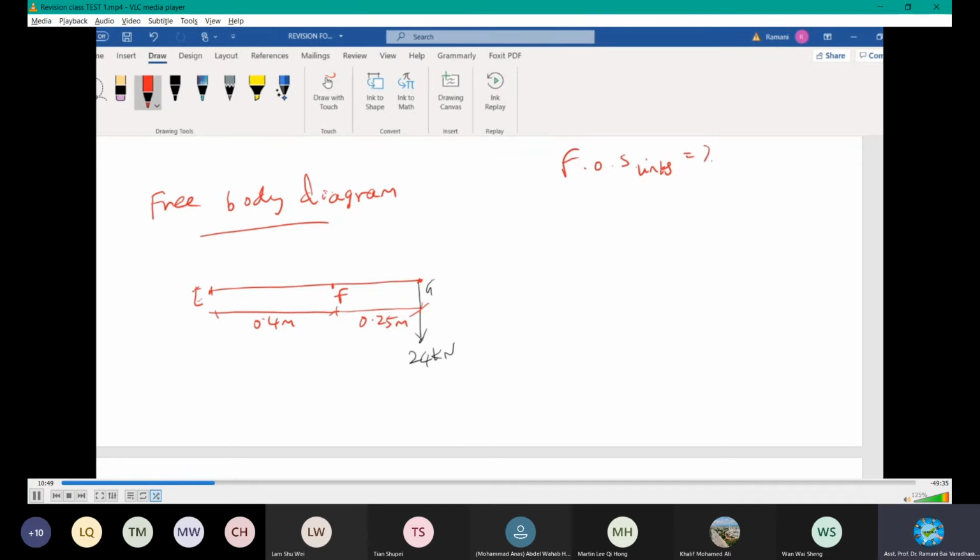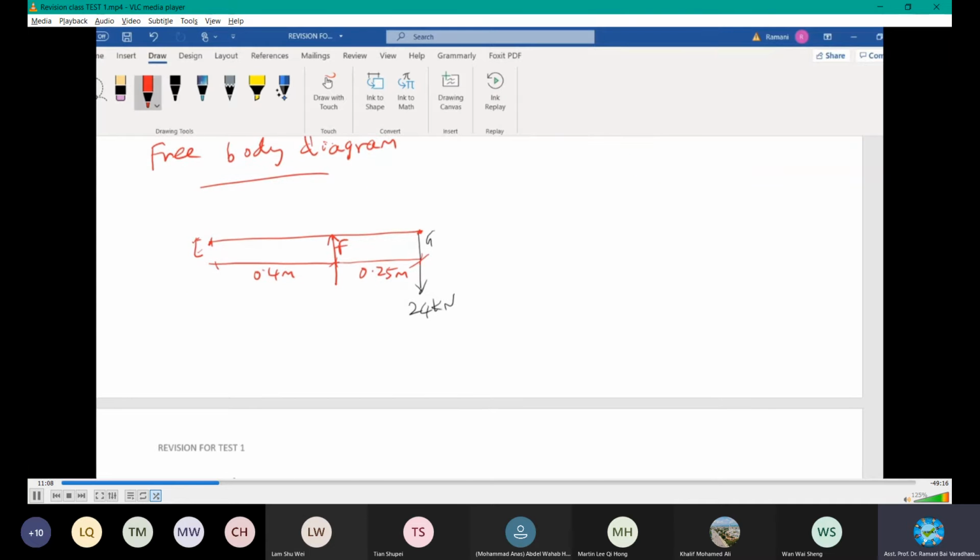What will be the direction of reaction at this point? It will be vertically upward like this. Reaction will be developed due to the loading. Reaction will be developed at F. And then E is also, but let's see how we are going to do it. And then what else we have to mark?